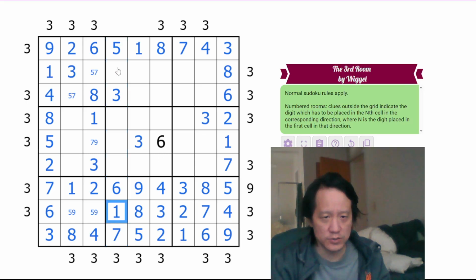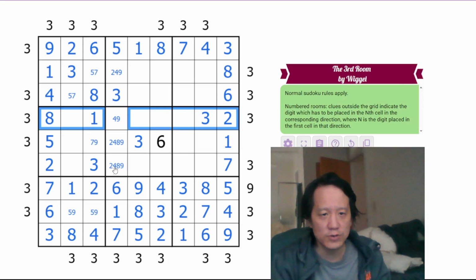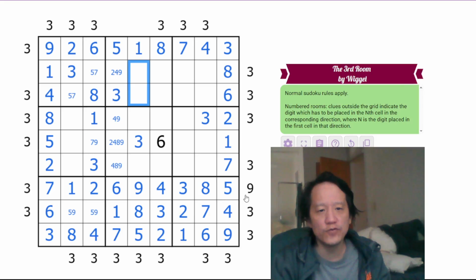We have column 4. Remaining digits are 2, 4, 8, 9. 8 can't be here because of the 8 in the row. 2 can't be here, and 8 can't be here because of the 2 and 8 in the row. This can't be 2 because of the 2 in the row. Okay. Remaining digits in column 5, we have 2, 4, 6, 7.